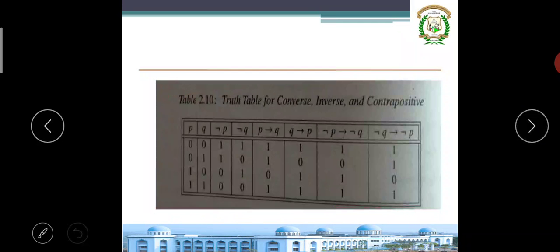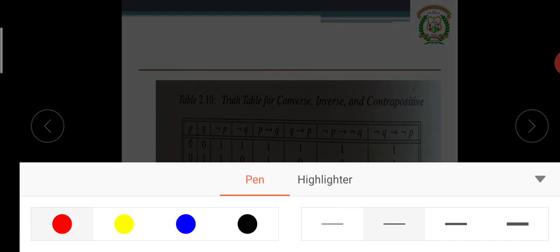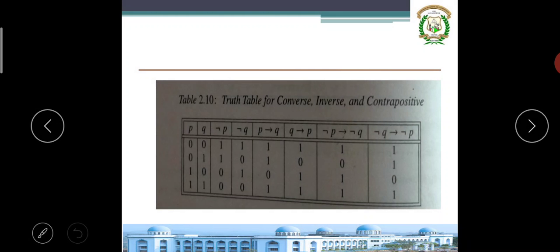Now we will check these things with truth tables. Carefully observe. P and Q I am writing. P is 0, 0, 1, 1 and Q is 0, 1, 0, 1. Negation of P: when P is 0, it is 1; when P is 1, it is 0. Then negation of Q: when Q is 0, negation of Q is 1; when Q is 1, negation of Q is 0.